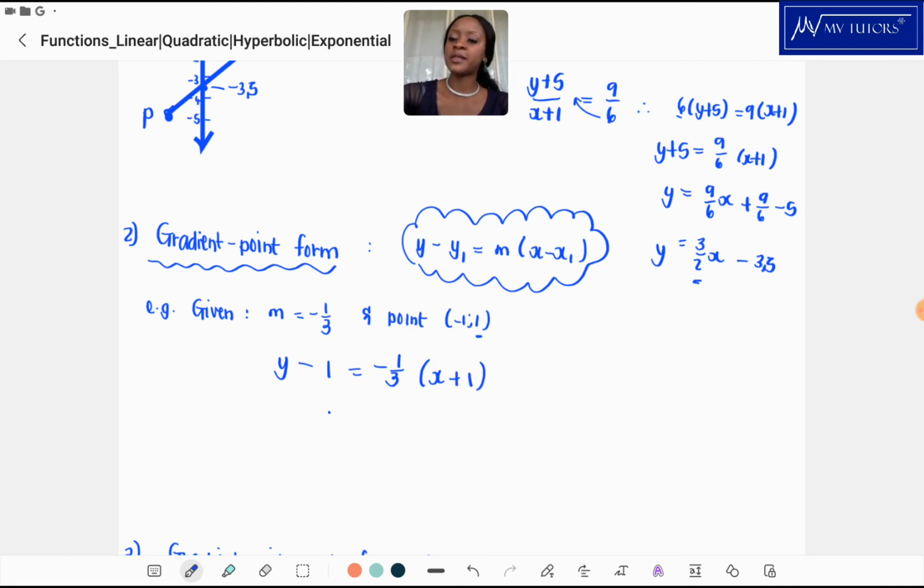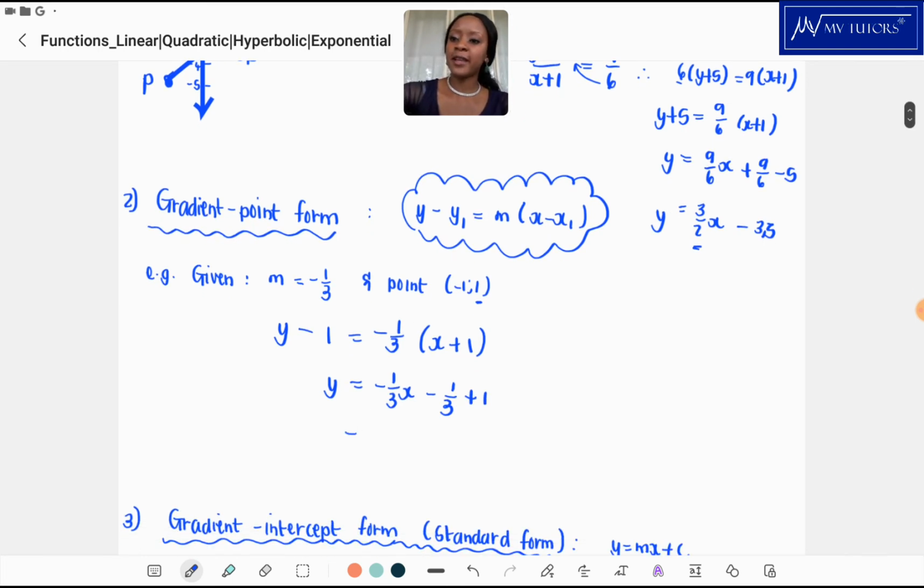Okay, so this one is a bit simple. You're going to have a negative 1/3 x and a negative 1/3 plus 1. So finally, for your equation, if I have negative 1/3 plus 1, just think of that 1 as 3 over 3. So you have negative 1 over 3 plus 3 over 3, and you're going to end up having 2 over 3. That's basically your equation in the form y is equal to mx plus c.